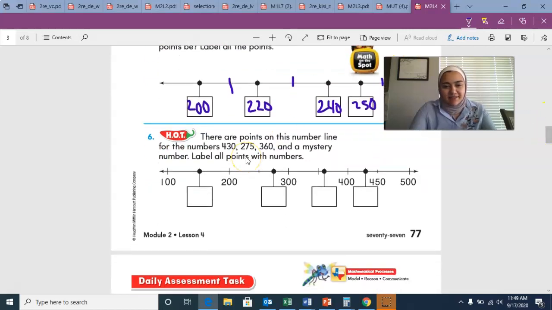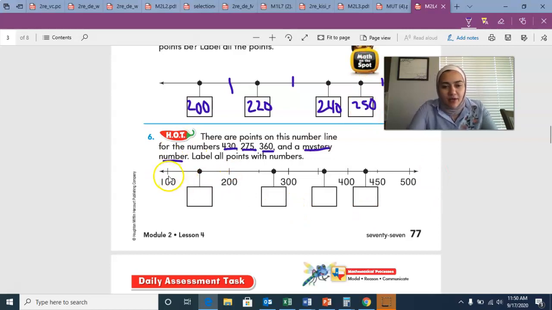Number 6. There are points on this number line for the numbers 430, 275, 360, and a mystery number. Mystery number. Underline that because that's going to go somewhere. Label all the points with the numbers. So that's easy. We're just plugging it in.